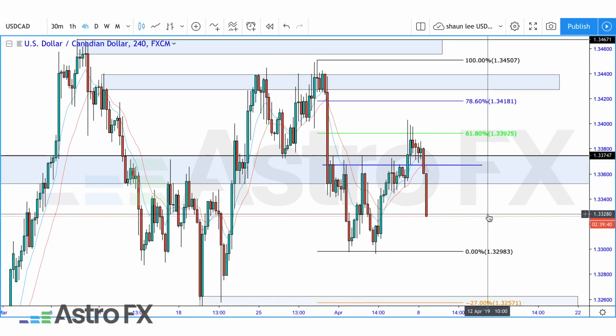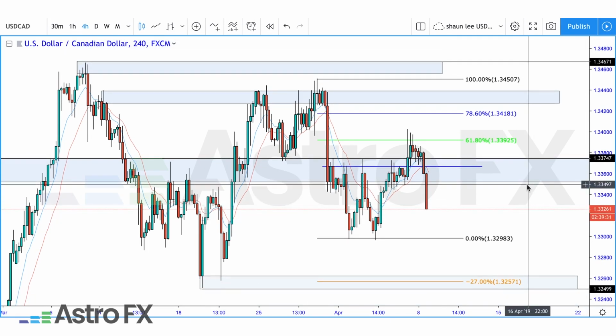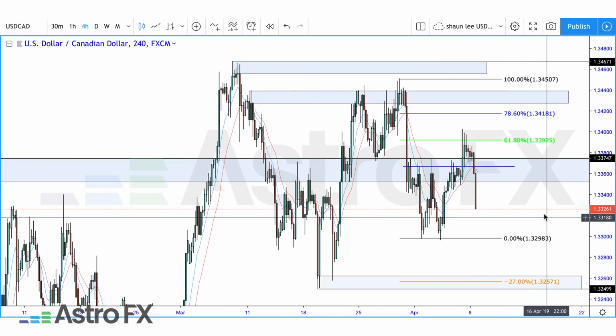Hey guys, so on to the USDCAD. Monday the 8th of April, it's currently 20 minutes past 3 and we are well underway into the New York session. So USDCAD, as you can see, I have the zones, the ranges.